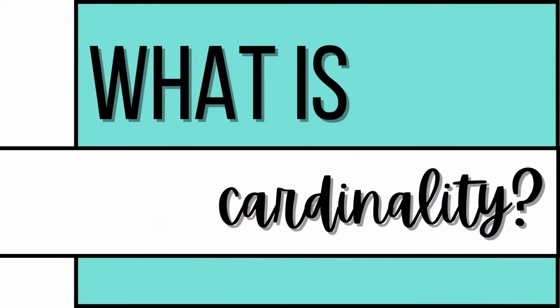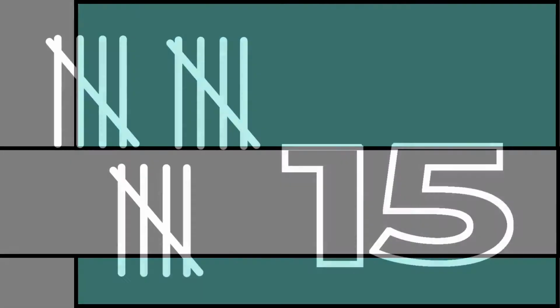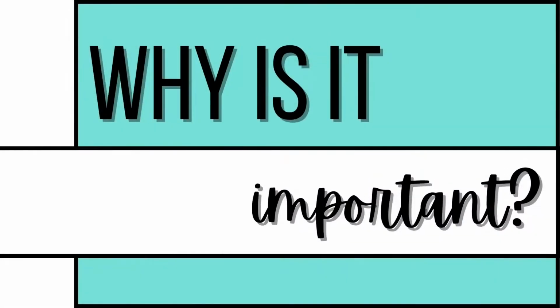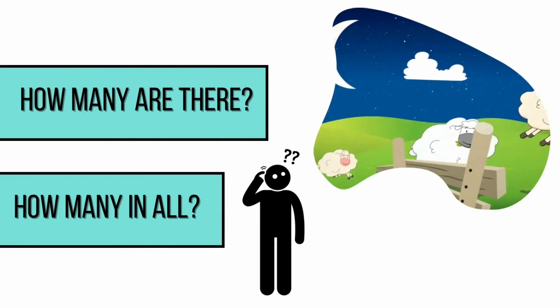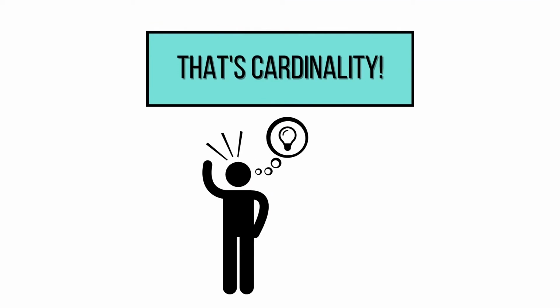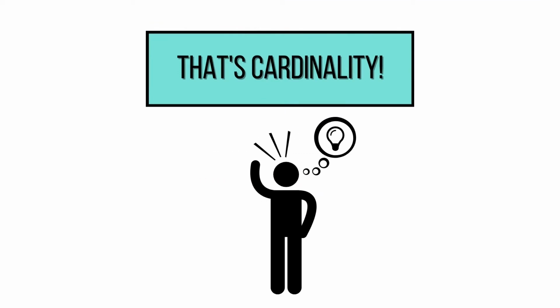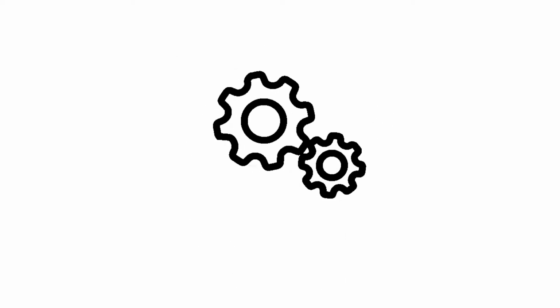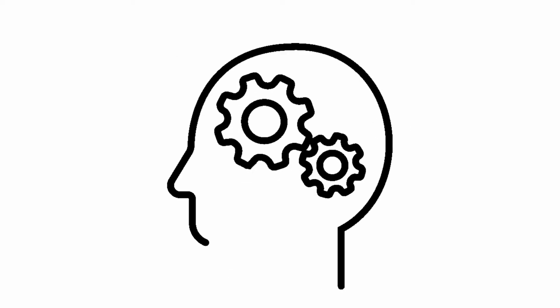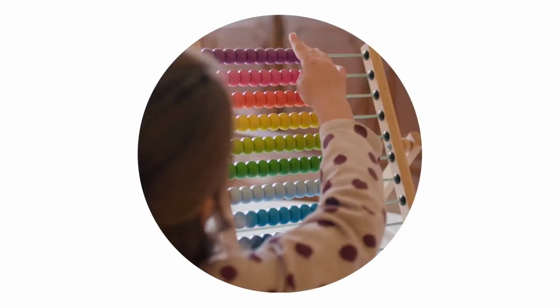So I'm sure a lot of you are wondering, what is cardinality? Cardinality is the understanding that the final number counted represents the quantity of the whole set. A follow-up question, why is cardinality important? The goal of counting is, of course, to answer the question, how many are there, or how many in all? And essentially, that's what cardinality is. It is telling you what the total is when you get to the end of a group of objects you're counting.